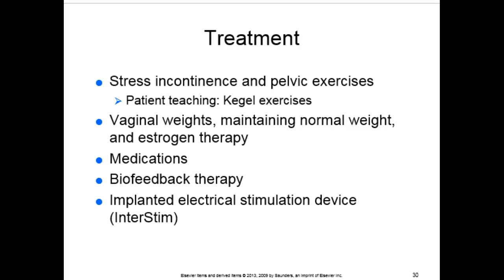Maintaining normal weight and using topical estrogen therapy after menopause also decreases the incidence of this disorder. Other medications have been found to be helpful in treating incontinence. If you look at table 33-5, it provides information about these selected drugs for urinary incontinence. So that would be on page 782 of your textbook.